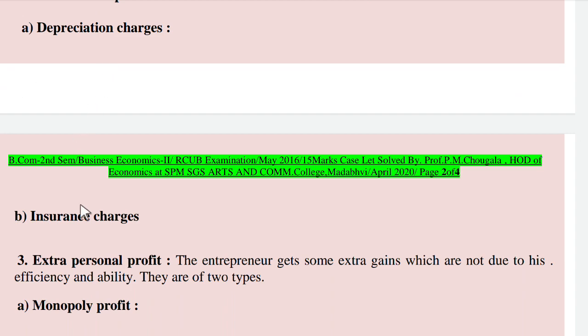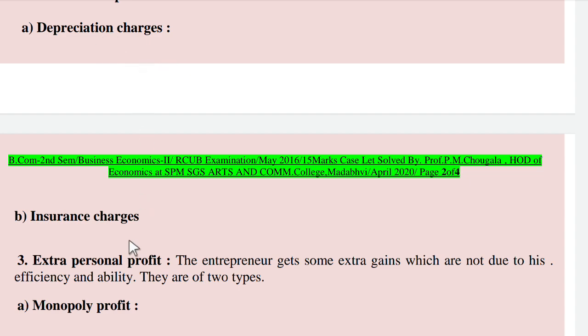And the second thing is insurance charges. It includes the premium paid by the firm on insurance of the firm's property such as buildings, machines, plant, etc. These are also a part of the firm's expenditure. Such expenditure is to be deducted from gross profit in order to get net profit. Okay.